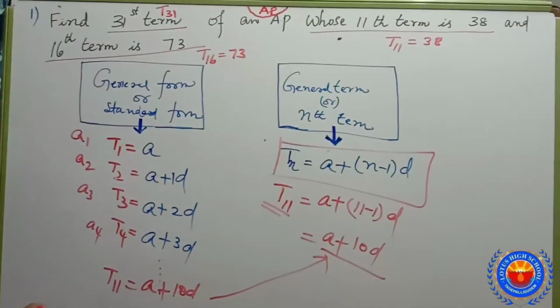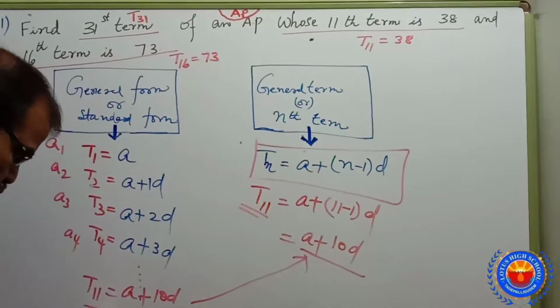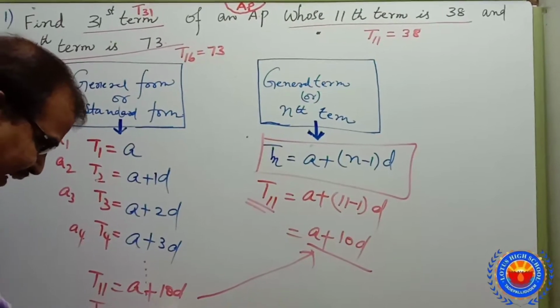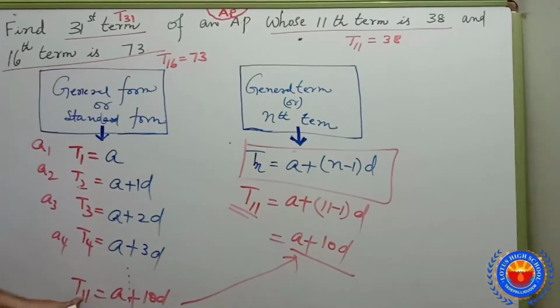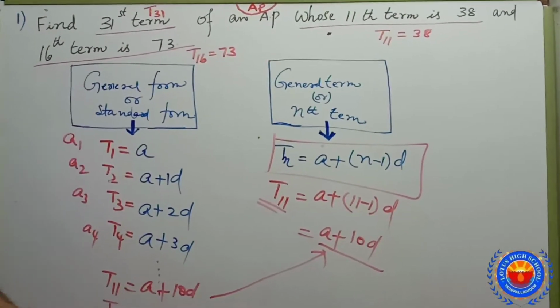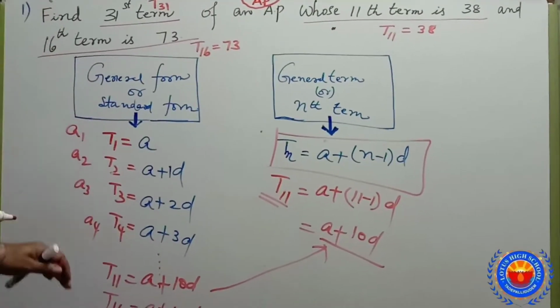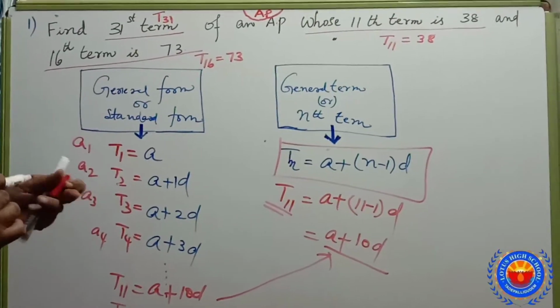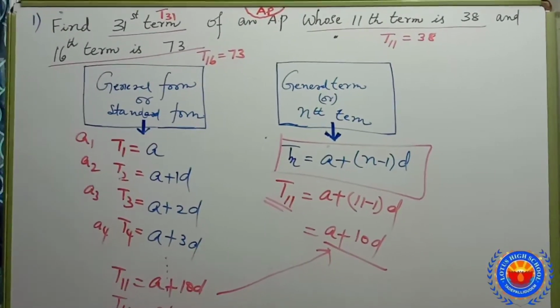What about T16? T16 is equal to a plus 15d. 11 means 10d, 16 means 15d. By using this general form, if you want, you can use that also, no problem. But I am using the general form. You can solve this sum.